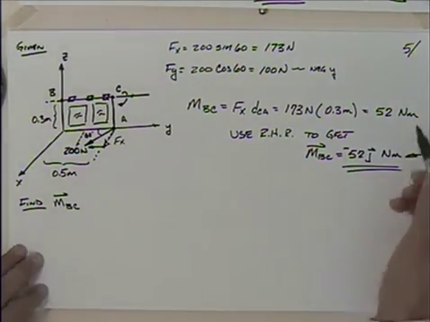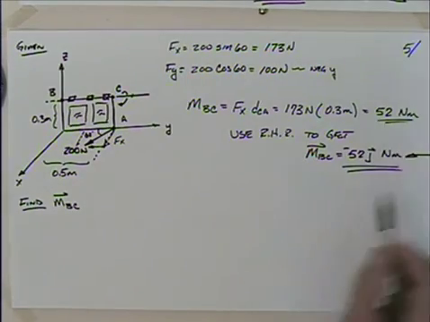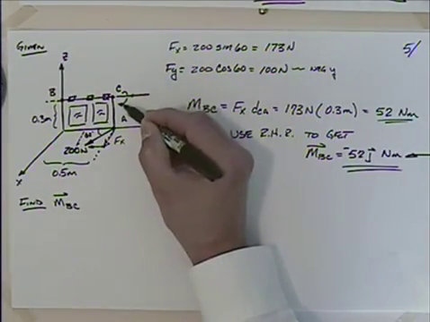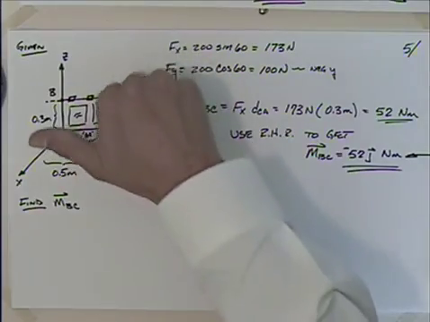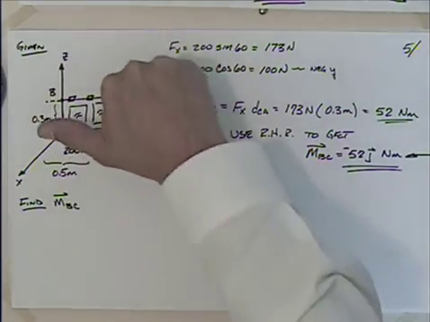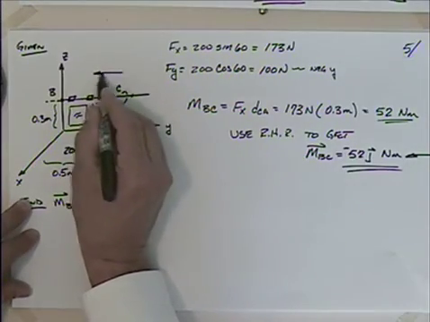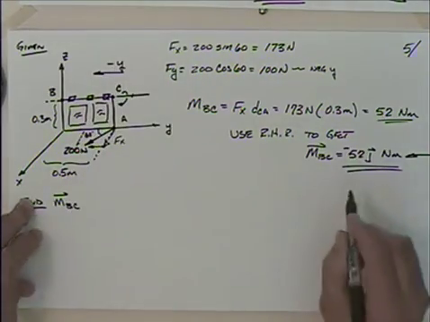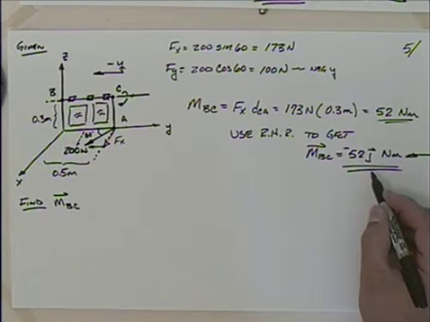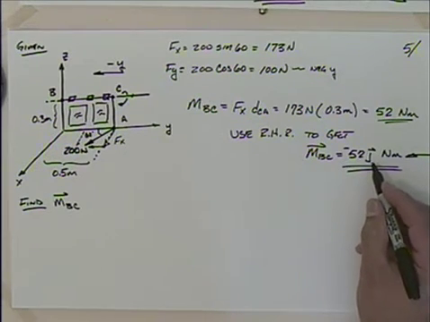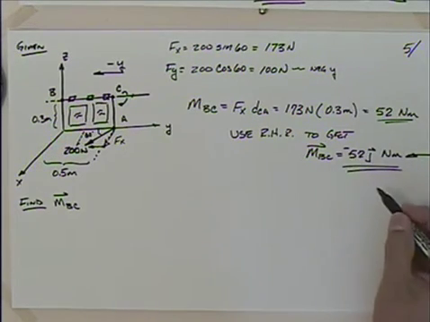Okay, so I went from this magnitude here, and knowing it was going that direction, using the right hand rule, putting my fingers in the direction of that rotation, my thumb points in the minus y direction. This is a minus y direction. So minus 52 in the j direction, negative because of the minus y direction.